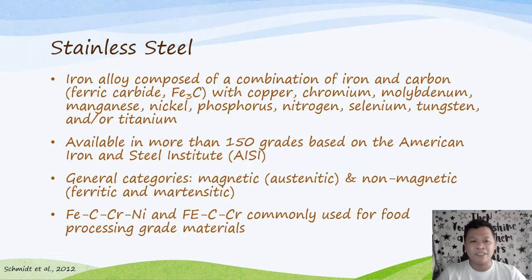From your food physics, for some of you, you can maybe remember that there are austenitic and ferritic and martensitic materials in terms of metal. So these are also the categories for stainless steel. For most food types, the stainless steel type used is a combination of iron, carbon, chromium, and nickel, and iron, carbon, chromium.